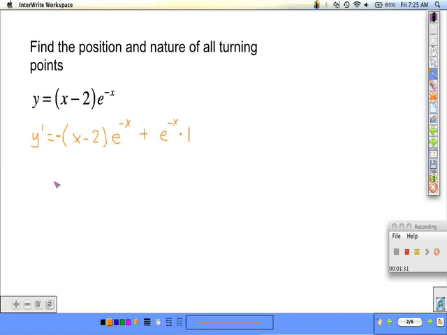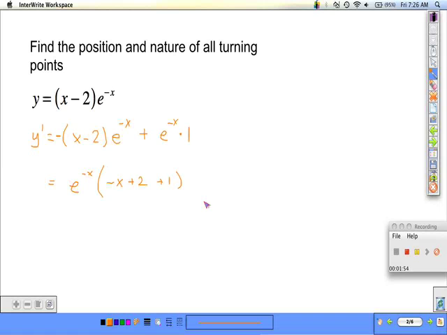And now both terms have e to the negative x. I can factor that out. And I get negative x plus 2, I'm distributing the negative in, and then plus 1.